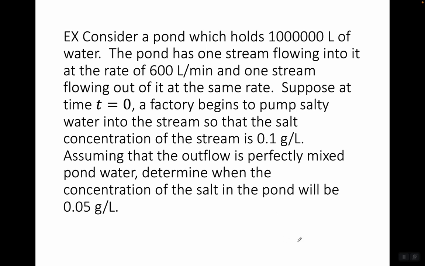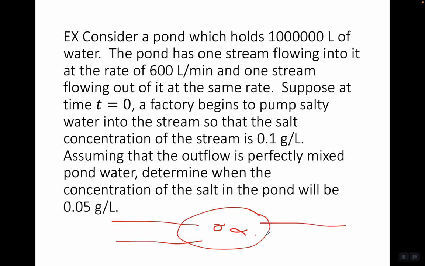This next problem is complicated, but it's a cool application of first-order linear differential equations. Consider a pond which holds 1 million liters of water. So we've got the pond here. Got the fish in the pond. Let's draw the fish this way. The pond has one stream flowing into it at the rate of 600 liters per minute, and one stream flowing out at the same rate.